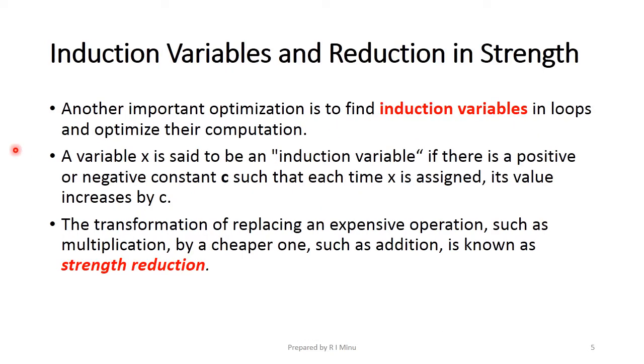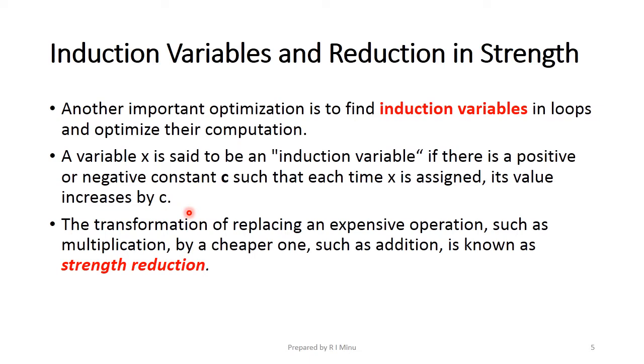So what are induction variable and reduction in strength? Another important optimization technique is induction variable optimization. So what is an induction variable? A variable x is said to be an induction variable if there is a positive or negative constant c such that each time x is assigned, its value increases by c. So in your for loop or while loop, for i equal to 1, i less than or equal to n, i plus plus, each time the loop is incremented, the value of i will be incremented. Am I right?